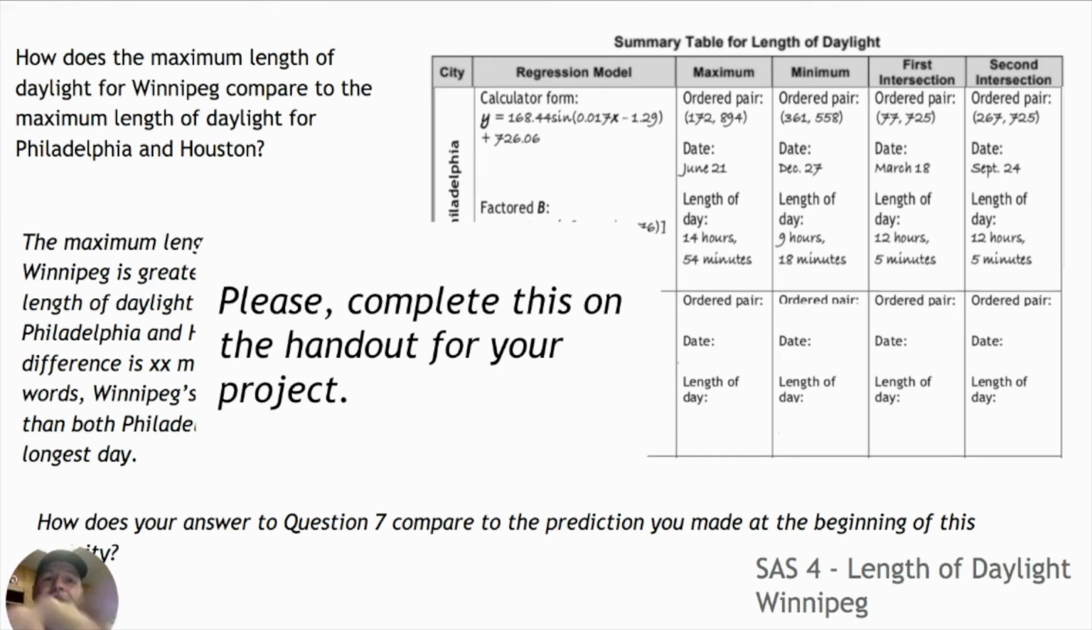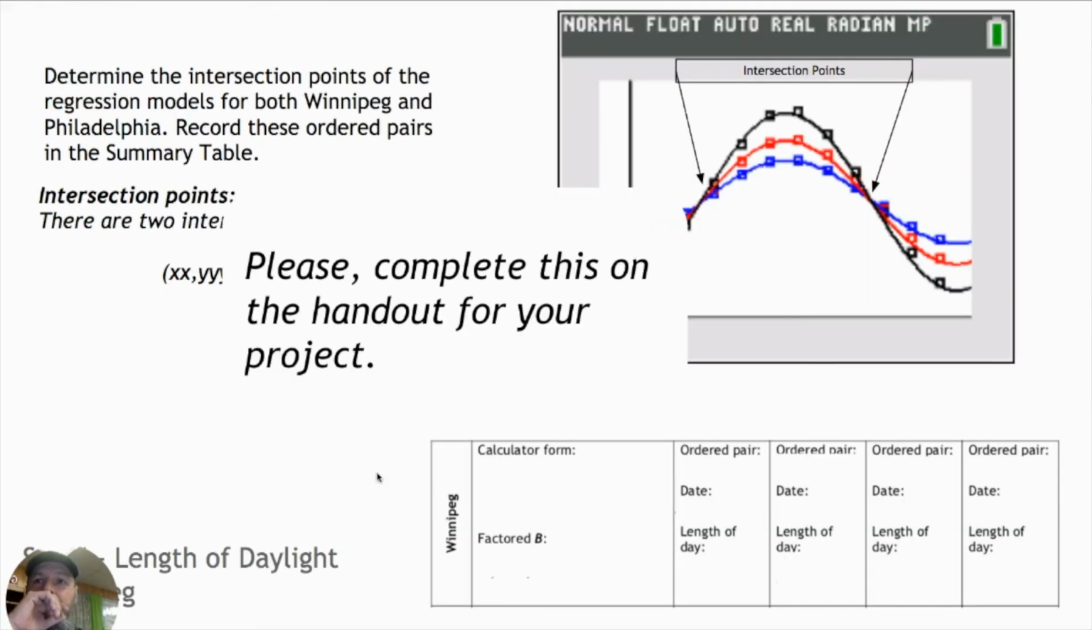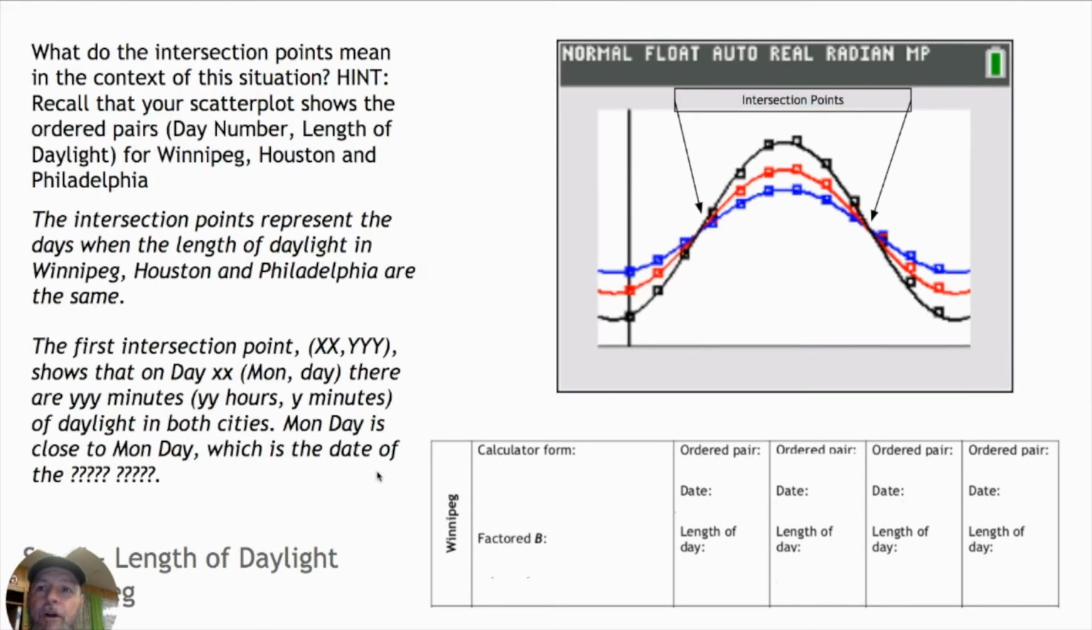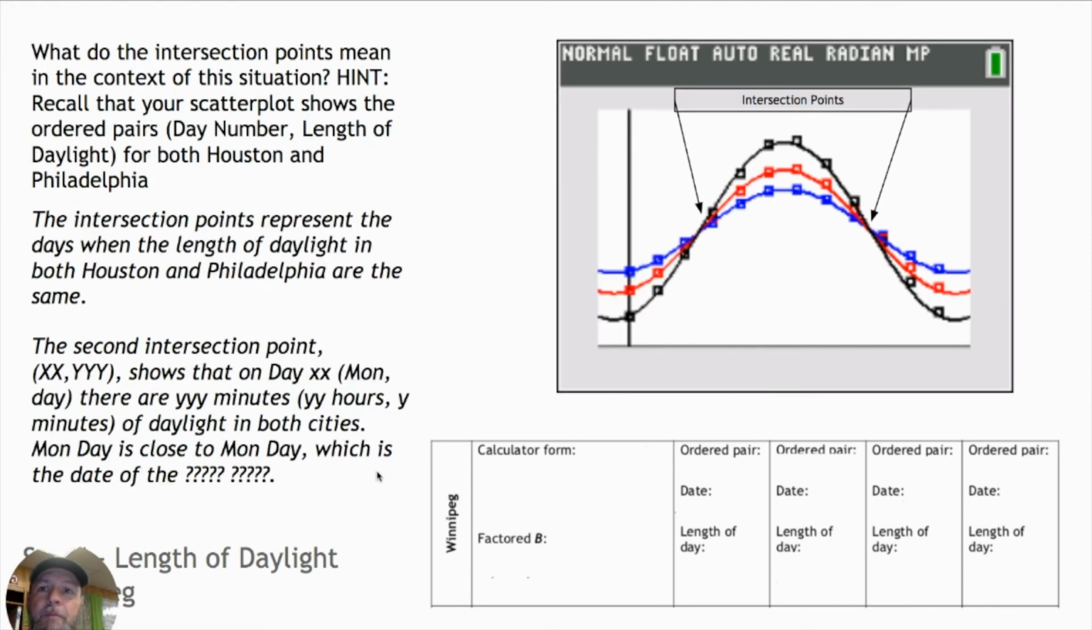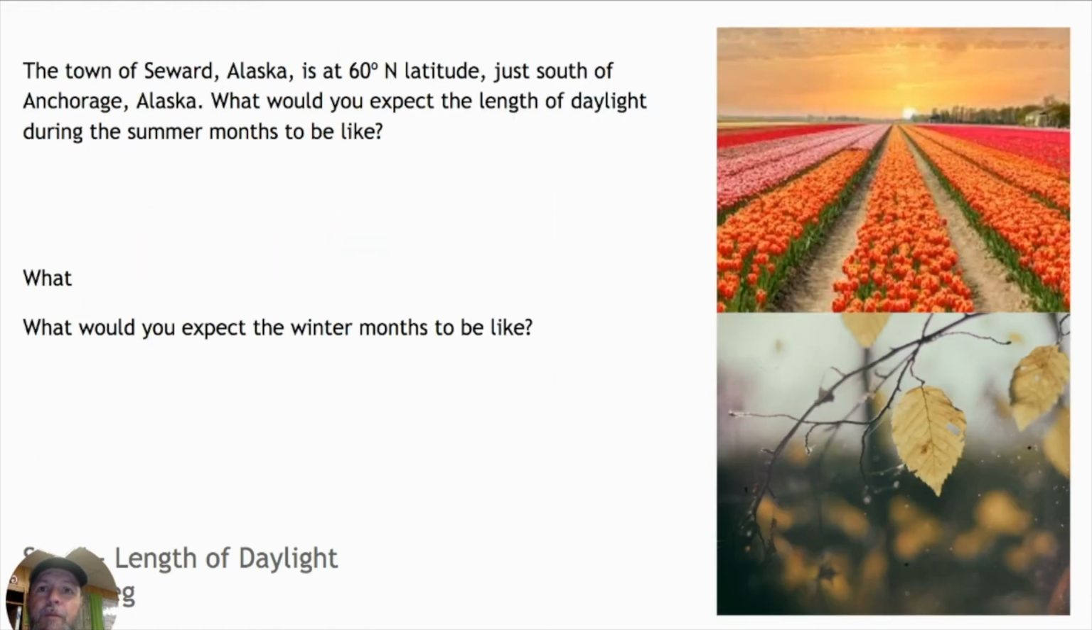The numbers you need to get for the maximum and the minimum. Intersection, same thing. You're going to have to find the intersection on your own. You're going to complete this for the handout. This is part of your project.